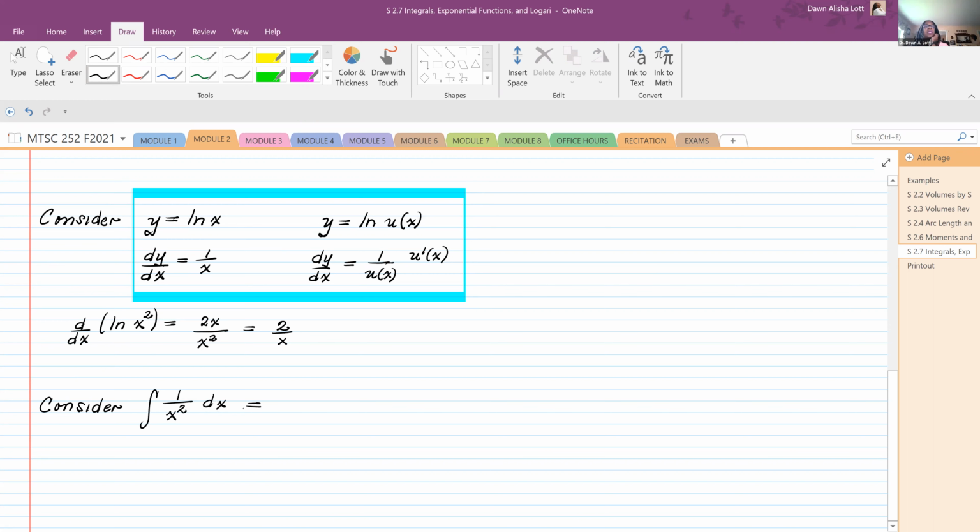It's the integral of 1 over x squared dx. Two x over x squared. Not quite. Is that Gustavo? Yes. Okay. Does this help?